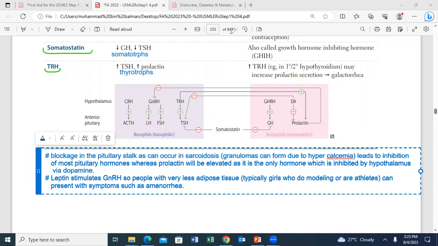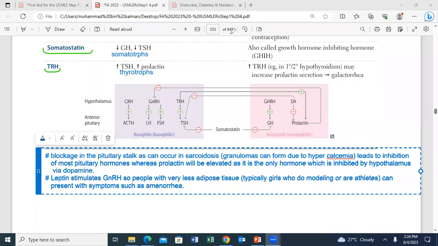Now, we get a scenario of a girl who is going for a modeling contest, or she is an athlete, or she is very conscious about her weight. So, a girl who has very little fat in her body. As a result, there will be no leptin and no gonadotropin releasing hormone. So, you will have a scenario with a girl having amenorrhea and she is very much conscious about her weight. So the cause will be some kind of issue in the hypothalamus because there is decreased leptin, right? So this was an extra point.